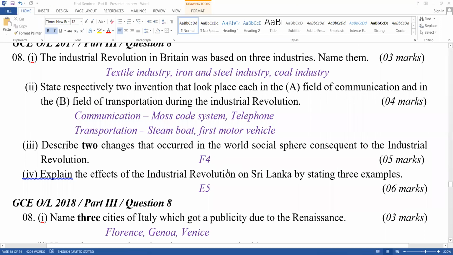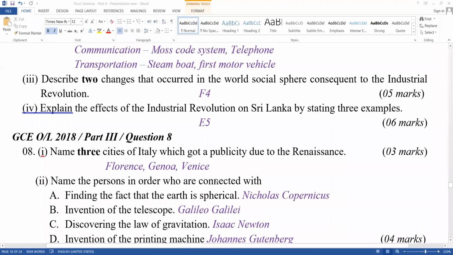2018, name 3 cities of Italy which got publicity due to the Renaissance: Florence, Genova, Venice. Florence became famous due to art. Genova and Venice for trade activities. So if they ask a question only about trade, you can write Venice and Genova, not Florence. Florence cannot be written so. In one question after that, they are asking that.